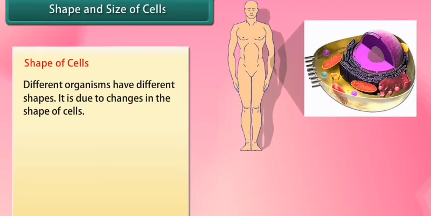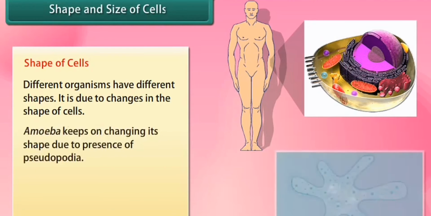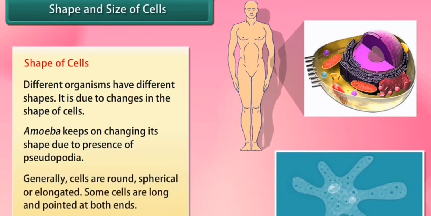Shape and size of cells. Shape of cells. Different organisms have different shapes. It is due to changes in the shape of cells. Amoeba keeps on changing its shape due to presence of pseudopodia. Generally, cells are round, spherical or elongated. Some cells are long and pointed at both ends.